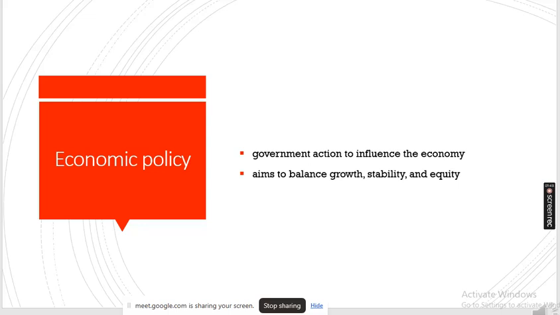Those are economic policy. So economic policy aims to balance growth, to ensure stability, and also to ensure there's equity. For instance, in Malawi, there was an instance whereby people who are poor do not manage to buy maize. So the government tried to ensure that everyone can buy maize. That's equality.